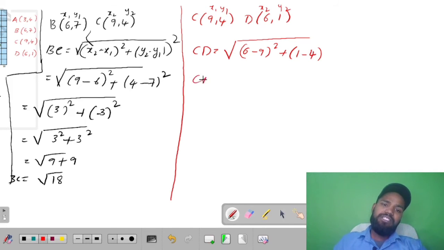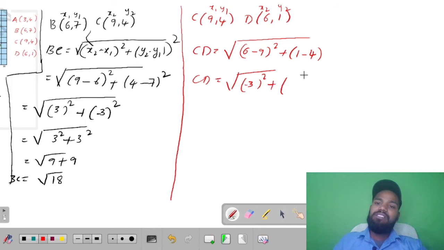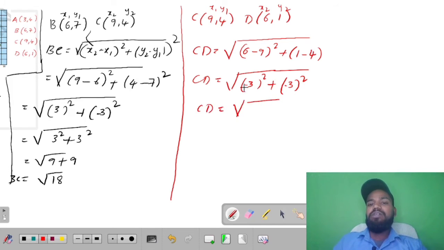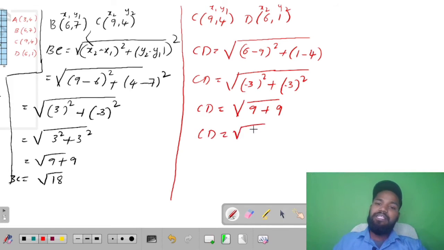That is CD equals under root 6 minus 9, what? Minus 3. Plus 1 minus 4, what? Minus 3. Clear. Next CD equals under root 3 square is 9 plus 3 square is 9. CD equals root 18. So CD value also we got it.